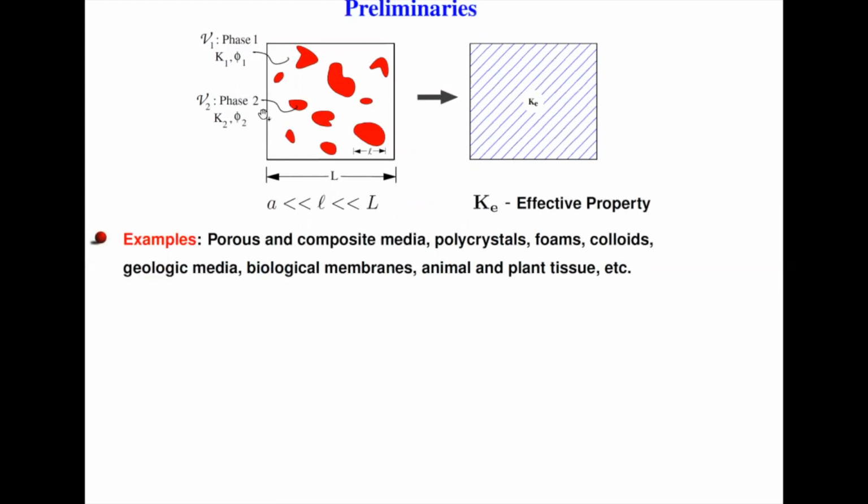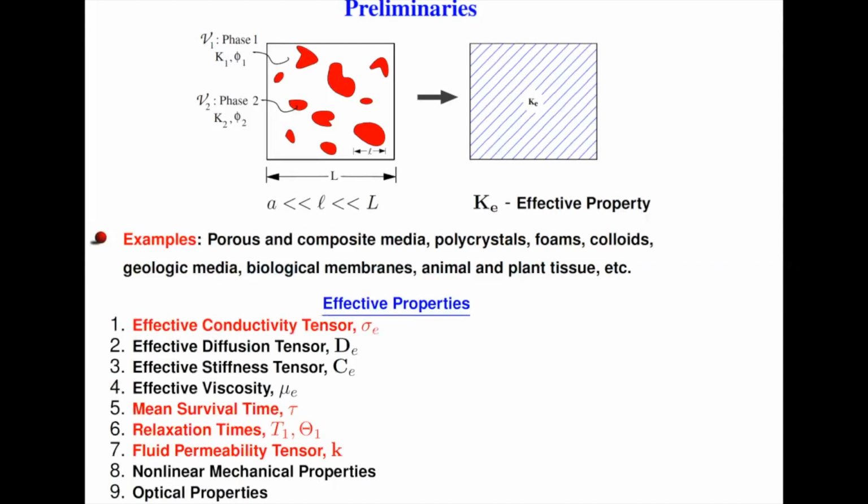To begin with, I'm going to be considering two-phase media just for simplicity. So I have a phase 1 with volume fraction phi1 and some properties k1. And then I have a phase 2, depicted here as red particles, which will have a volume fraction phi2 and a set of properties k2. The idea is that you have this macroscopically large system of length capital L, and you have a heterogeneity length scale, little l, which is much smaller than that, but much, much larger than atomic length scales. What you want to do is replace this heterogeneous system with some effective homogeneous medium and ascribe to it an effective property. And of course, we know of many, many different examples of such heterogeneous media.